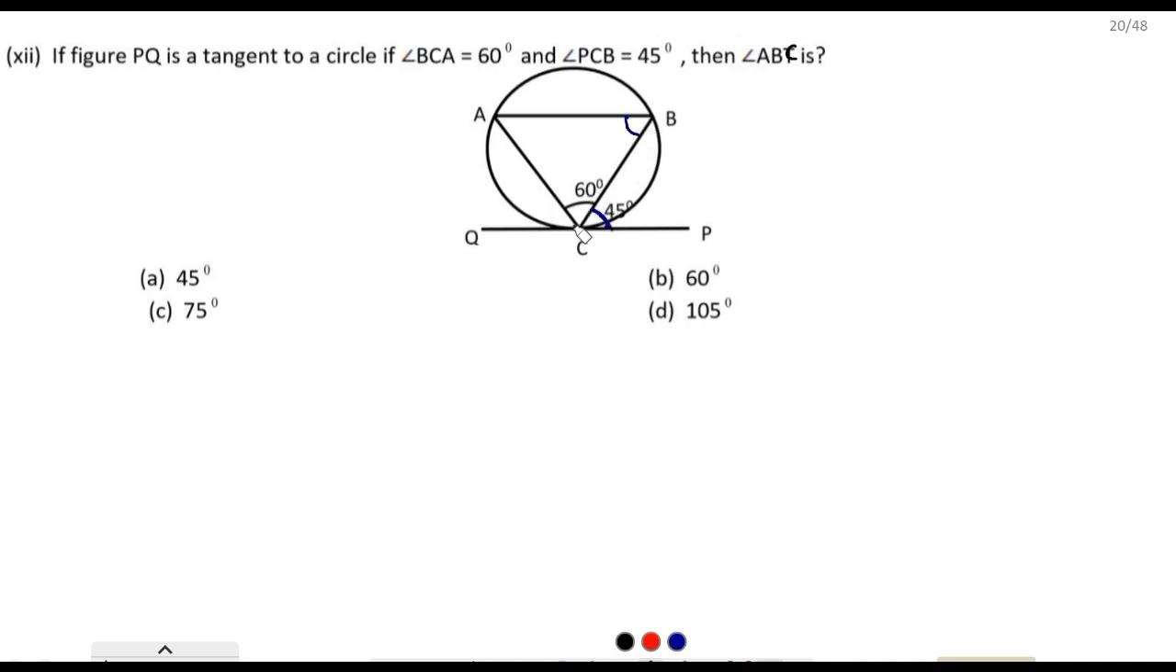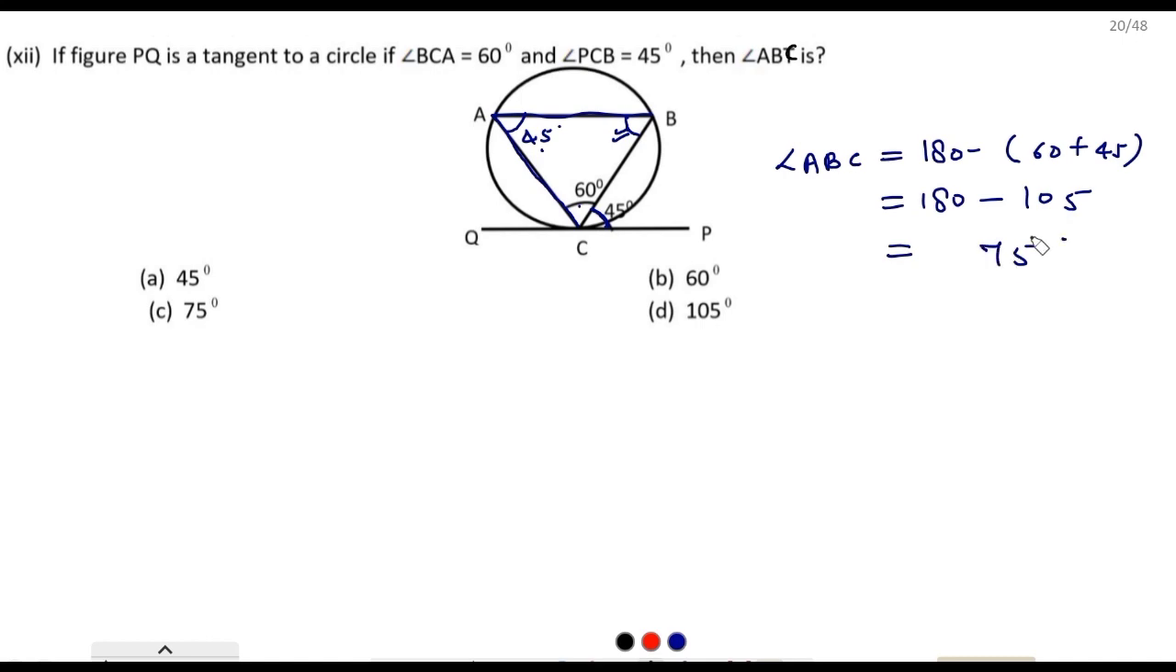So you see, this chord is the one meeting at point A. It means if this angle is 45, then this is also 45 degrees. Now, the sum of angles of a triangle is 180. It means 60 plus 45 plus this angle will be 180. Then angle ABC will be equal to 180 minus (60 plus 45), which is 75 degrees.